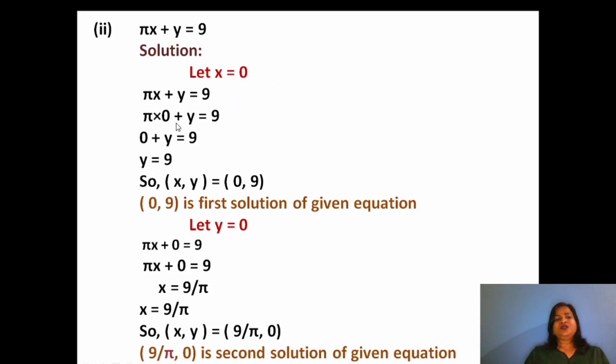Pi multiply 0 plus y is equals to 9. Pi multiply 0 will be converted to 0. Plus y is equals to 9. Now y is equals to 9. So you can see x, y is equals to 0, 9. These are the values of x and y. Here 0, 9 is the first solution of the given equation.